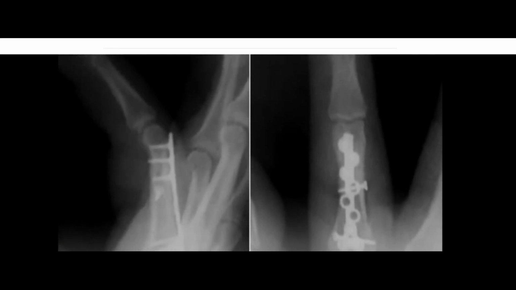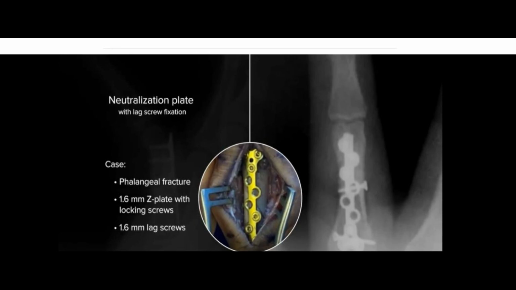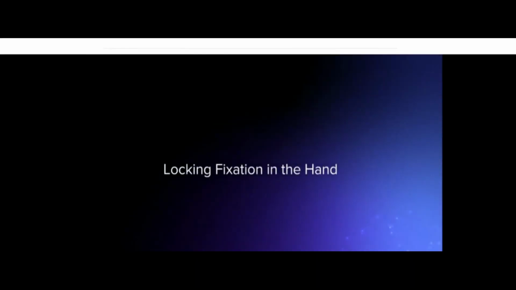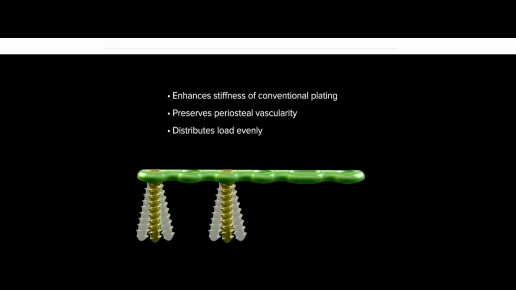Any plate can serve as a neutralization plate. Here, a 1.6 millimeter Z plate is used with lag screws. Fixed and variable locking fixation. These technologies aim to prevent screw toggling while creating a single beam stiff construct. The screw head gets locked and flush with the screw hole. As opposed to conventional plating, locking constructs preserve periosteal vascularity and distribute the load evenly, preventing weak links.